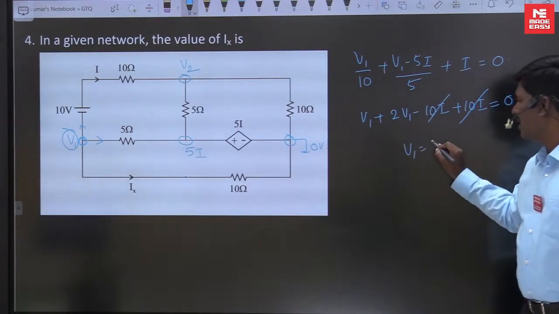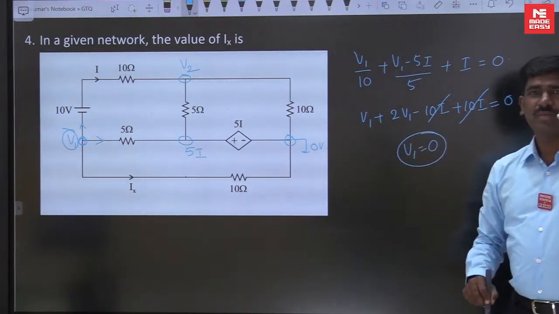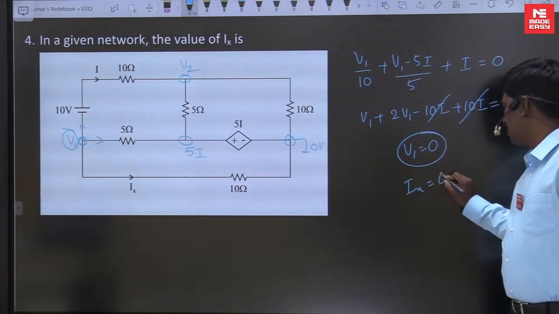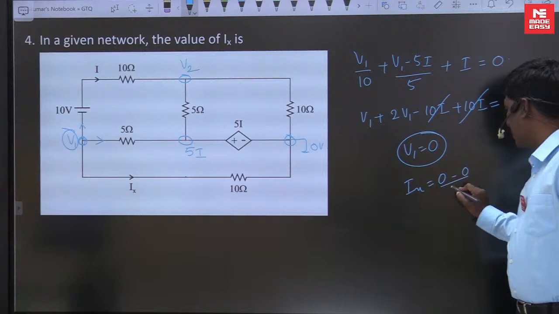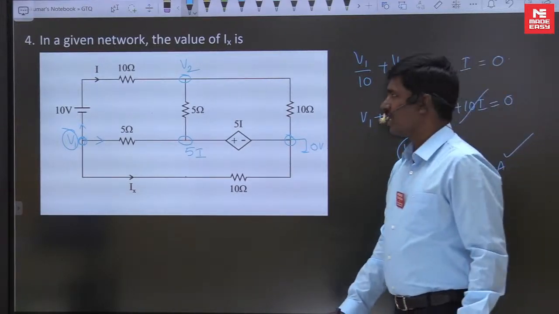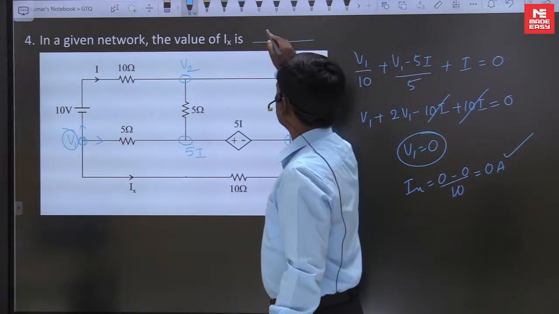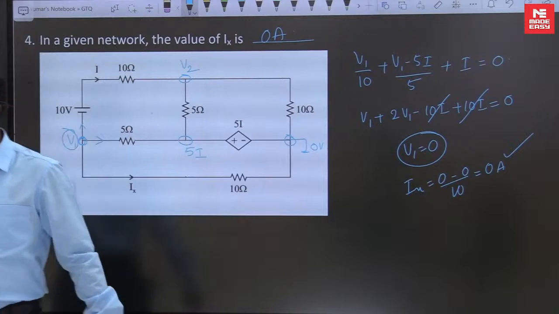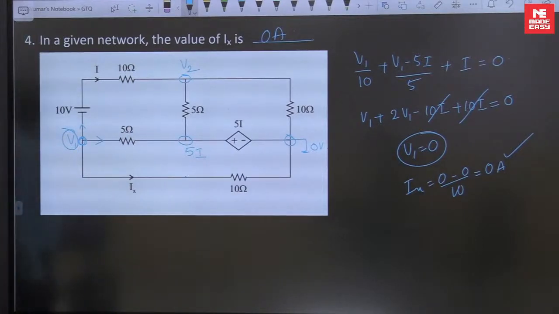V1 is equal to, what happened? 0 volts. So what is the current? Ix is equal to 0 minus 0 by 10. The current is 0 amperes. So 0 ampere is the correct answer for this. Is it clear now? So many, Sanjay Kumar Verma, have given the correct answer. Deepak, Saurav Pandey. Okay, very good. Very good.